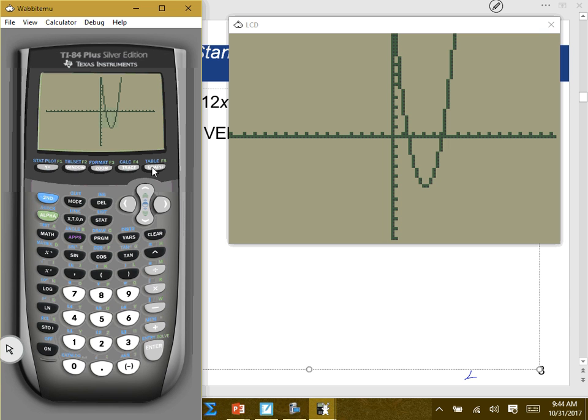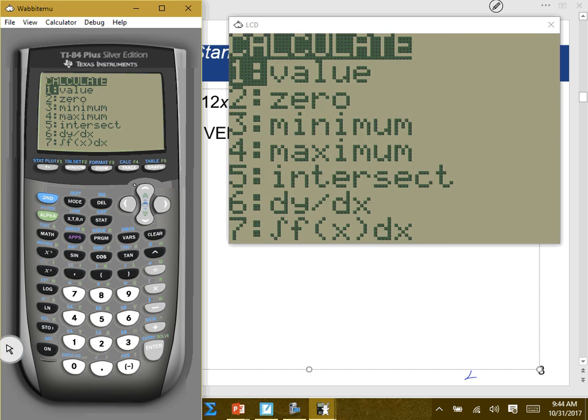Now I want to take my function that was in quadratic form, and I want to put it in vertex form, right? So my calculator has the ability to tell me what that vertex is. Okay? If I go to second calc, which is the trace button, right? Second calc, and it gets me here. Now, if I look through that, it doesn't say anything about vertex, does it? But it says what?